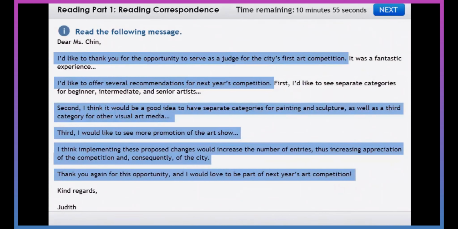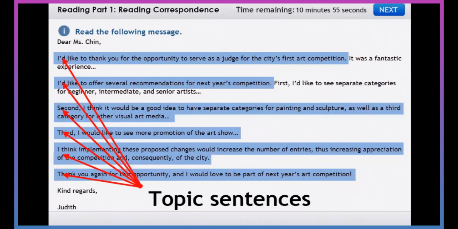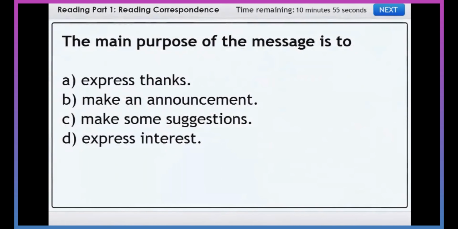Reading the first, or topic, sentence of each paragraph can be a great way of quickly and easily grasping the main idea of the passage. In this case, each topic sentence refers to a suggestion for next year's art competition. Therefore, we can tell that C, make some suggestions, is the correct answer.